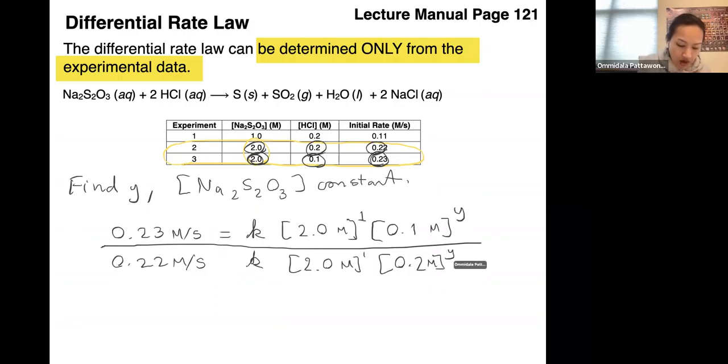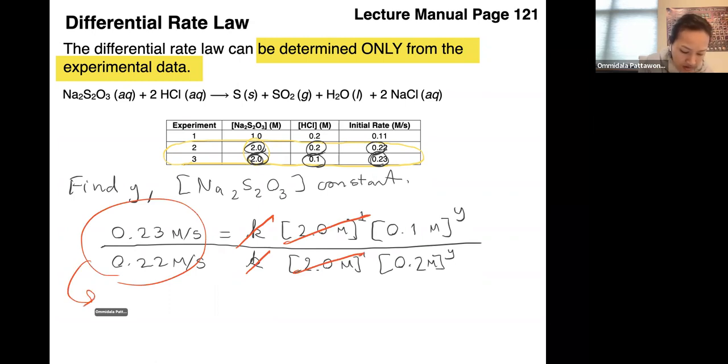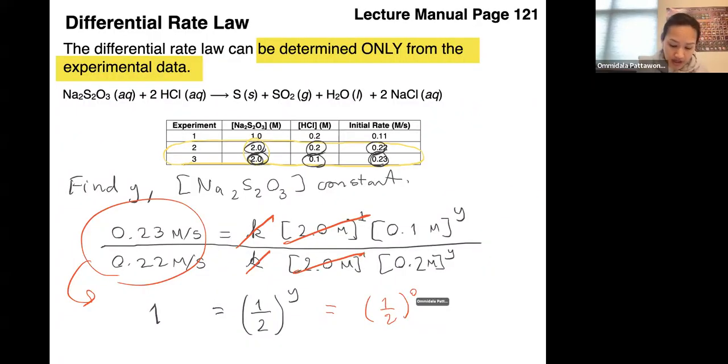So you can see that the rate constant will cancel out, and the concentration of sodium thiosulfate will cancel out. If you find the value of this, it comes out to be about 1, which is equal to 1 over 2 raised to y. What is the exponent that when you raise something makes it equal? Anything raised to 0 is equal to 1, so 1 over 2 raised to 0 is equal to 1. In this case, you will know that y is equal to 0.